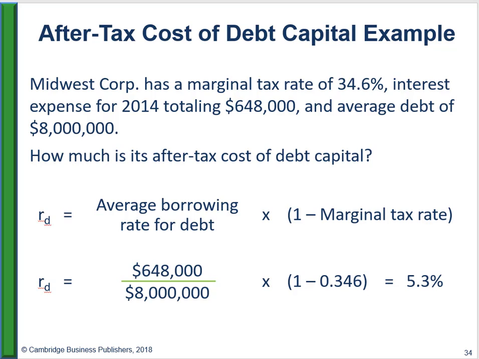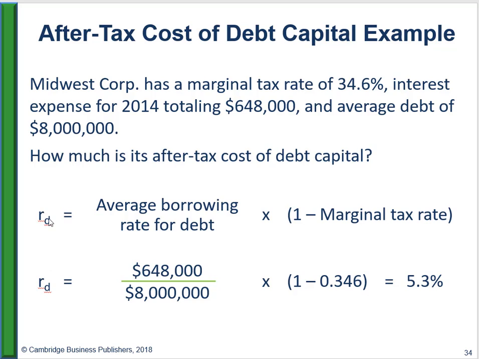Let's look at an example. Midwest Corp here again has a marginal tax rate of 34.6%. Interest expense for 2014 totaled $648,000, and the average debt was $8 million. How much is its after-tax cost of debt capital?